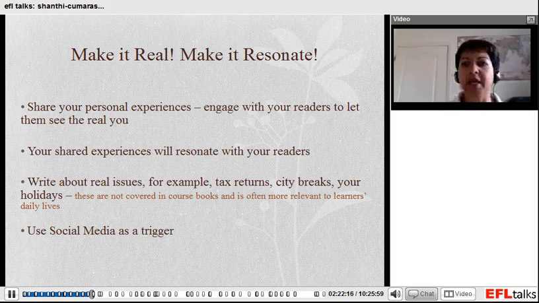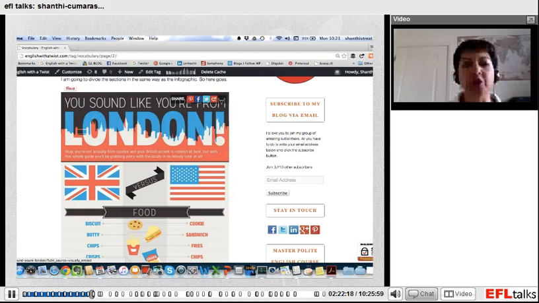For example, I saw this infographic that was shared on one of the Facebook groups, or something that I shared, an infographic about how you sound like you're from London, and it was all the words that we have in British English. And so I used that and put together a blog around it. I'm always trying to get ideas from different places, and from there you can build.